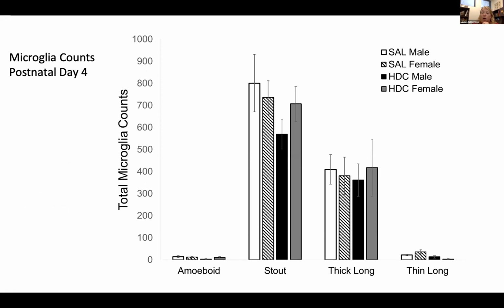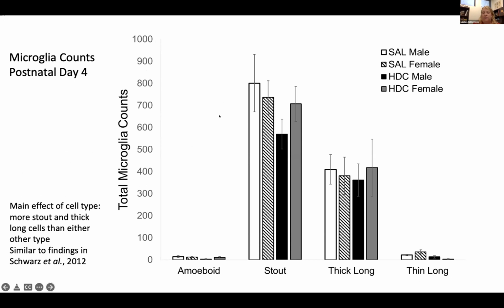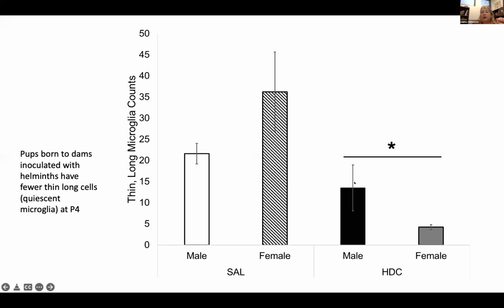When we look at P4, which is also something that we finished right before the holidays, we have another main effect of cell type. So they have almost no amoeboid cells left. They're all either stout, so having some process bearing, or they've moved on to thick long with slightly more elaborate processes. And we're growing in our number of thin long cells that look more quiescent. But if we zoom in on those thin long cells, again, we see that pups born to helminth moms have fewer of these than the pups born to saline moms.